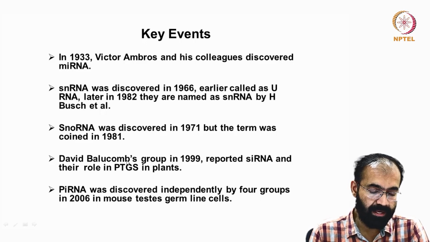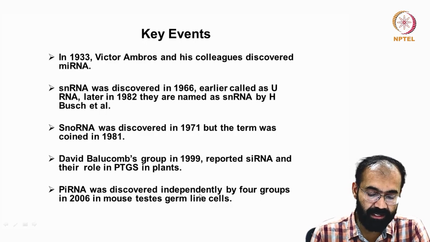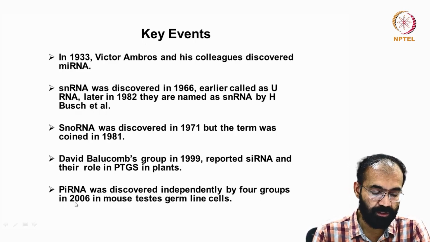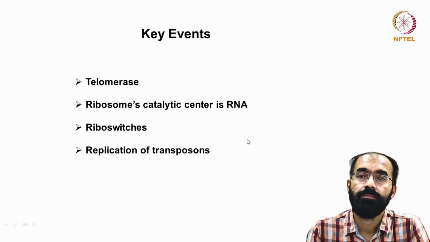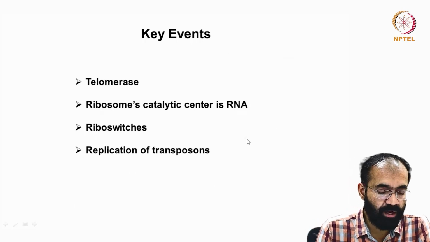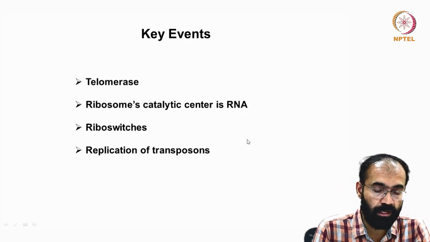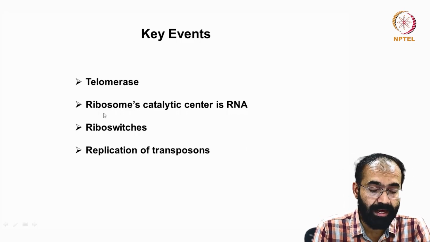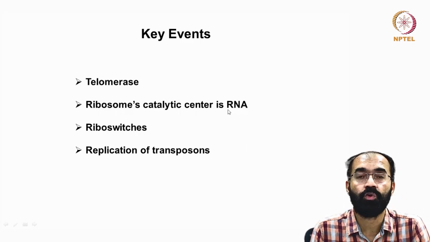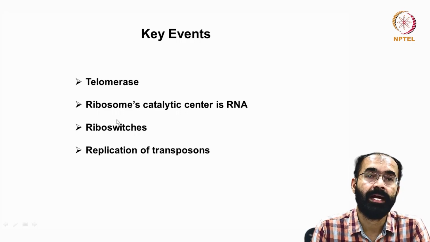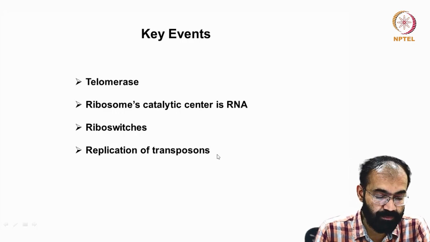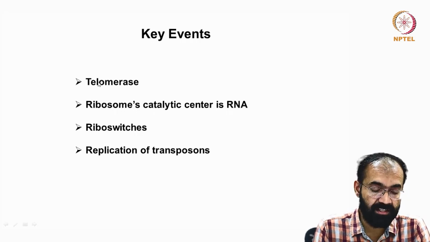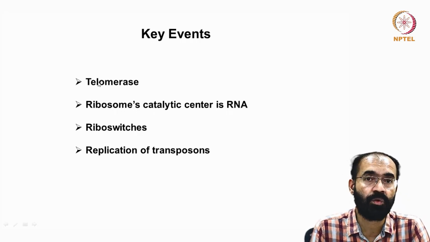So piRNA was discovered independently by 4 research groups in 2006 in mouse testis germ cell lines. So some more key events in the RNA biology are the discovery of telomerase, and ribosome's catalytic center is known to be RNA molecule, and also riboswitches and the replication of transposon. Telomerase is a structure that stabilizes the ends of chromosomes.